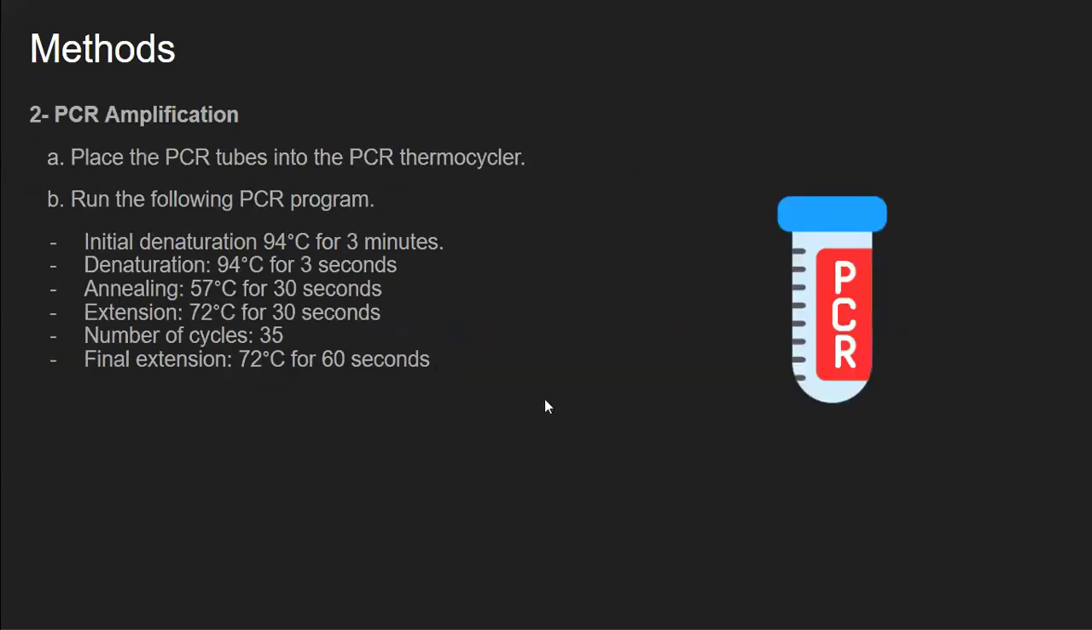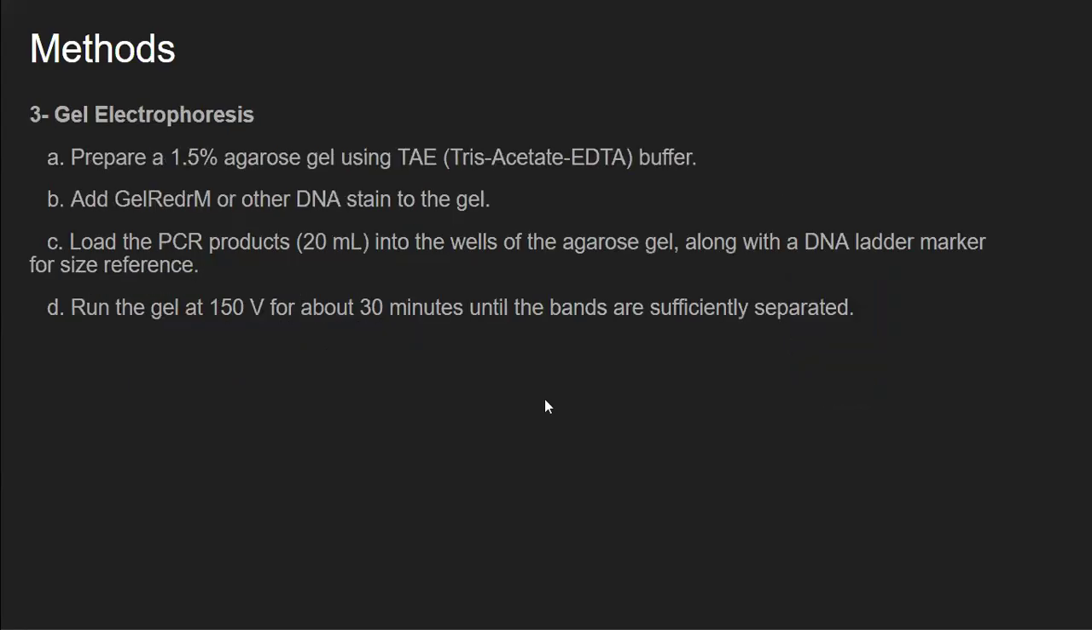2. PCR amplification. Place the PCR tubes into the PCR thermocycler. Run the following PCR program. Initial denaturation 94 degrees Celsius for 3 minutes. Denaturation 94 degrees Celsius for 3 seconds. Annealing 57 degrees Celsius for 30 seconds. Extension 72 degrees Celsius for 30 seconds. Number of cycles 35, and the final extension 72 degrees Celsius for 60 seconds.